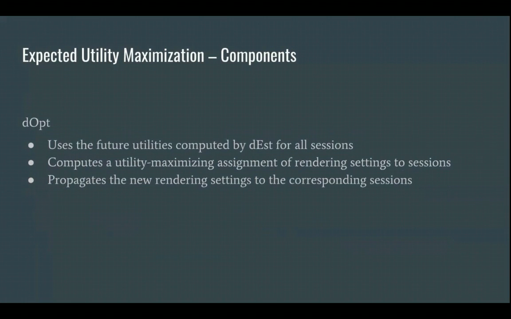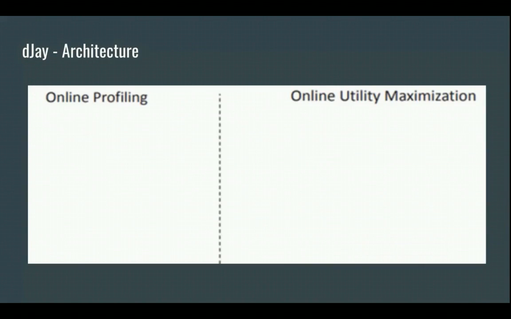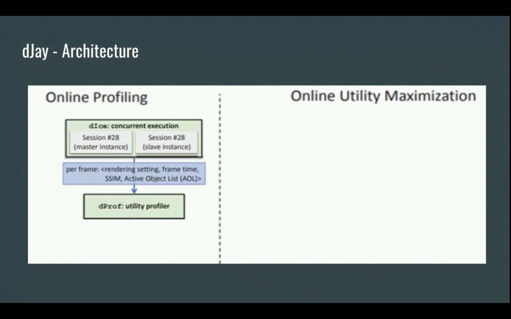So now that we've learned all the components, let us look at the architecture of DJ. We have online profiling and utility maximization. The first thing is profiling. We see we have DIs over here, which start a master and slave instance and calculate the values of F star and F. Using this, we can calculate the SSIM scores of each frame. And then there is an AOL list, which is the active objects list.